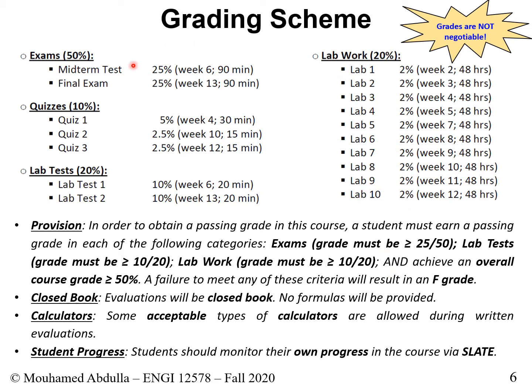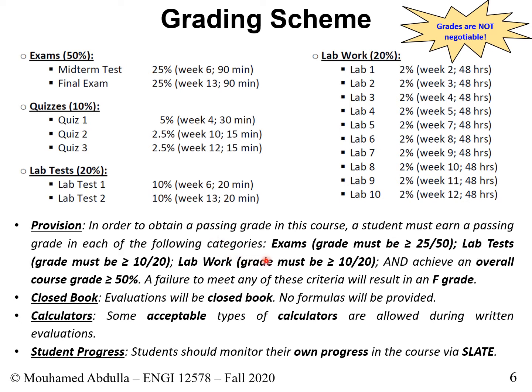And overall, if you add everything, you need to get 50 or above. So if all 4 conditions are met, the exam condition, the lab test condition, the lab work condition, and overall greater than 50, one would pass. Otherwise, if any of these components is not met, then students would fail. It's really strict to make sure that you are proficient with all the different components. So I think this is very important.